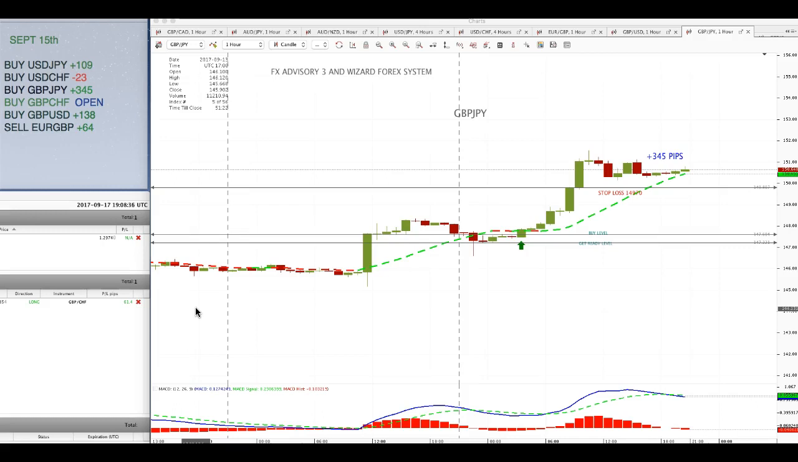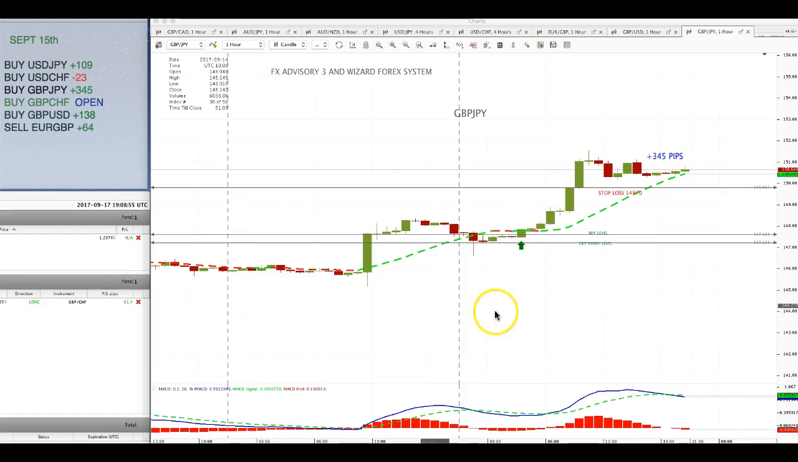Friday was an exceptional day, it was an easy day to trade, and the advisory indicator and the wizard gave us signals. Now, it's ideal if you can get signals on both indicators, but it's not going to happen. So at least if I can get a signal on one indicator, I will go with that.